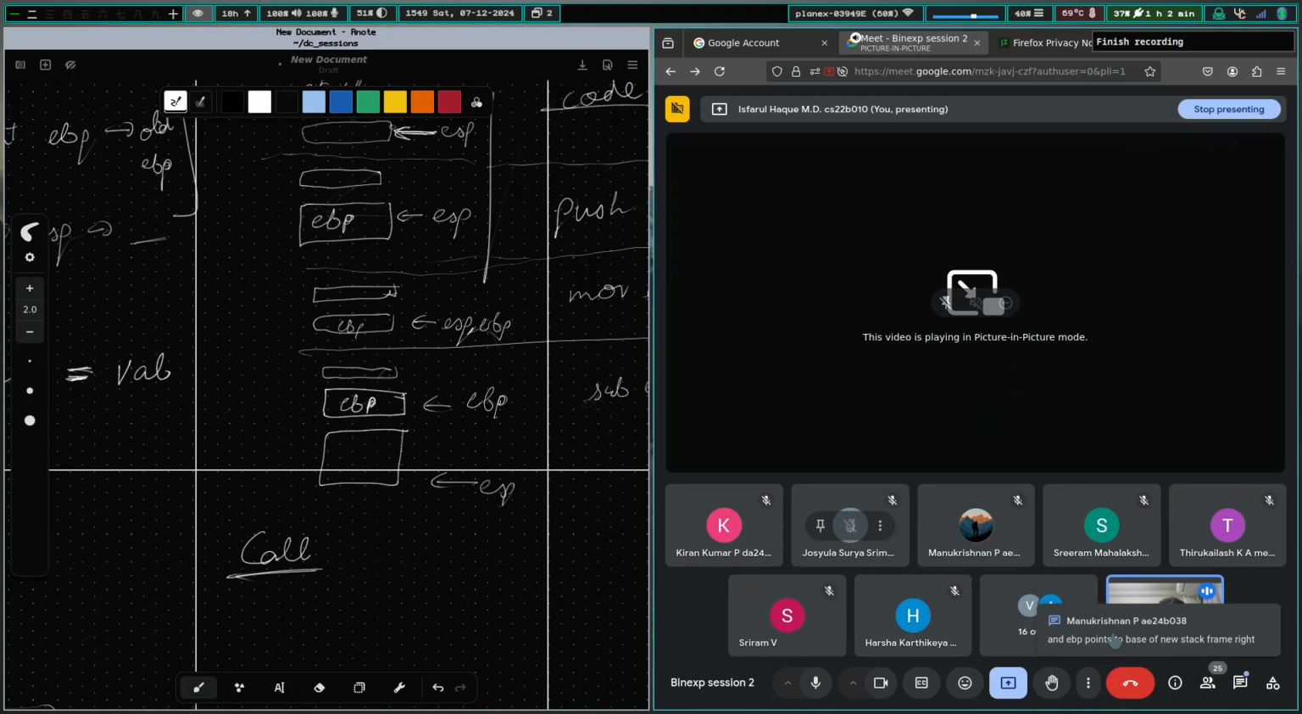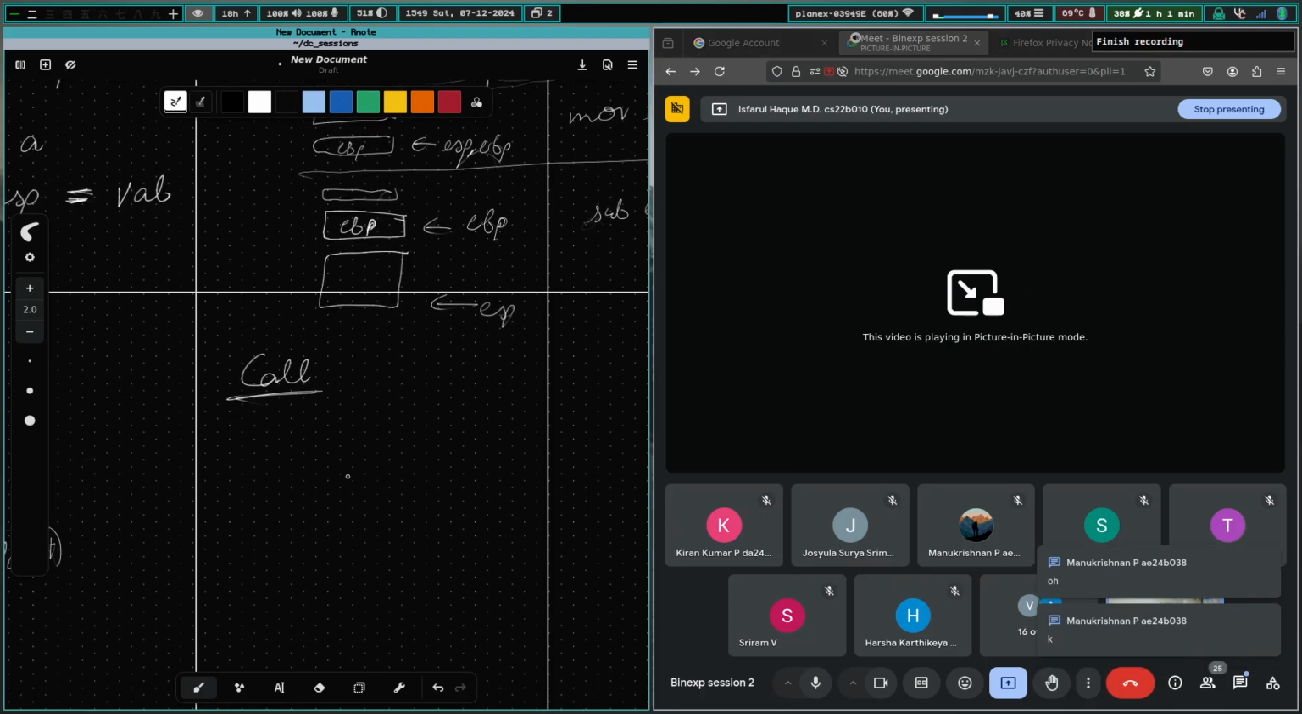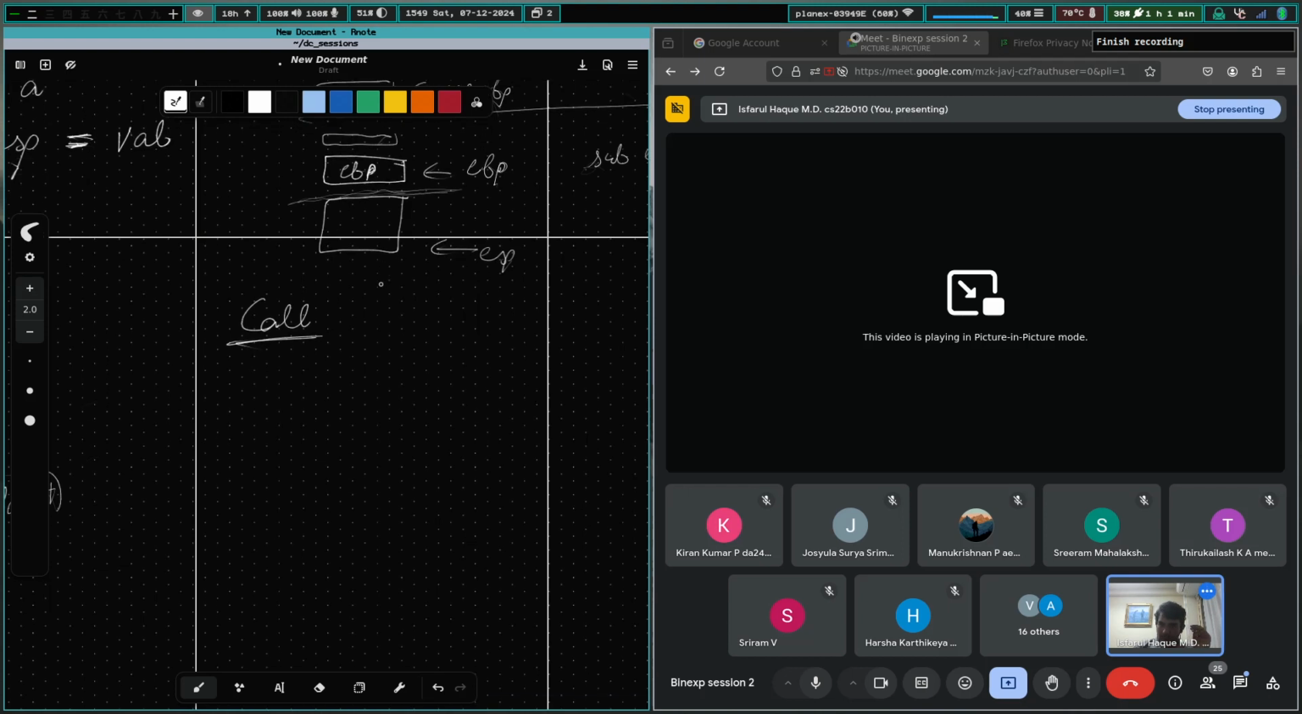And EBP points to the base of the stack frame, right? So at EBP, there is no value of the current stack frame. It is the old EBP. It would be better if you just take it as gospel. Jokes apart, seriously, this is what happens. Stack frame starts from here. And I will come to how this is helpful now.